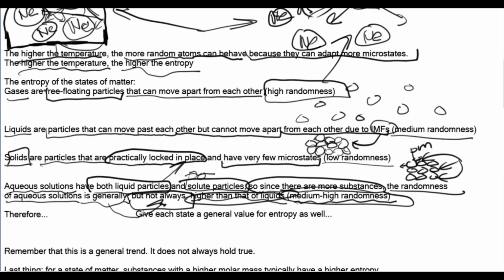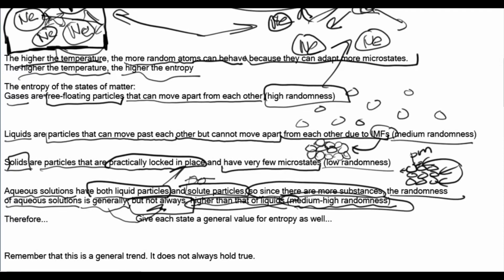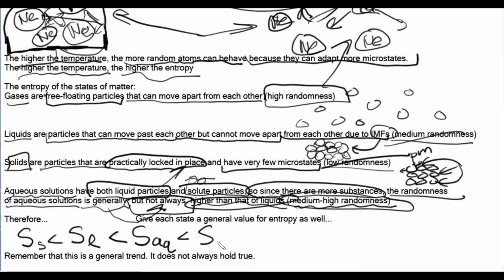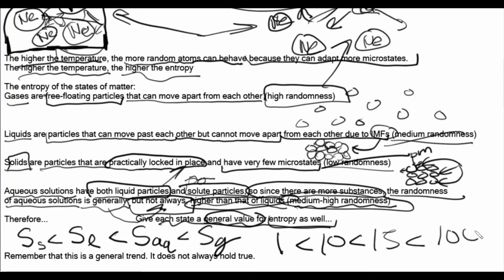So therefore, we can conclude that the entropy of solids is the lowest, and the second lowest is the medium ones, so that's the entropy of liquids, and then comes the entropy of aqueous solutions, and then comes the entropy of gases. Now, let's actually give a general value for entropy as well. So let's just give numeric values, and let's make this really arbitrary. Let's just say solids is 1, liquids are 10, aqueous is 15, and gases are 100.